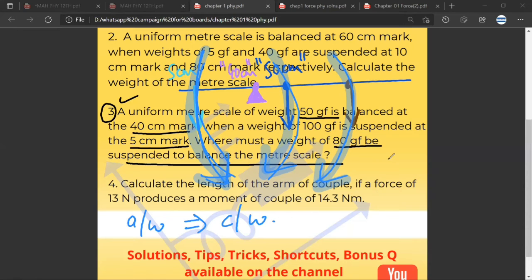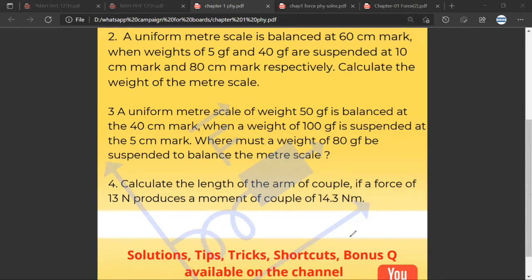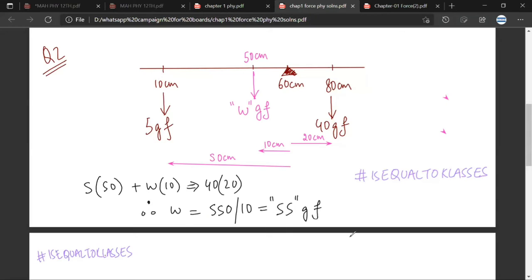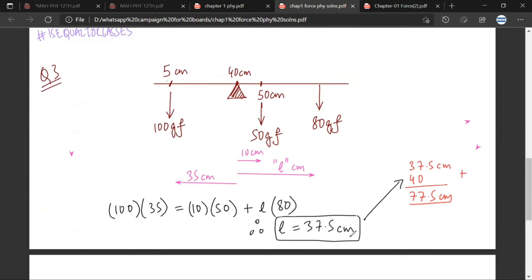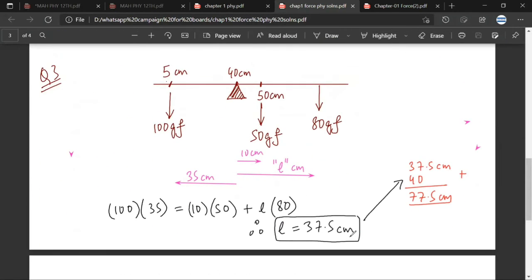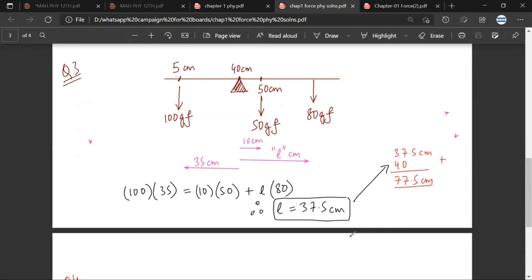Again, please remember that all the distances are marked from the fulcrum. So it is very important that you understand where is the fulcrum. So this is a diagram of the question. Let us try to understand. So we have 5 centimeters. So the distance from the fulcrum, again, distance from the fulcrum is 40 minus 5 is 35. Distance from the fulcrum of this force is 50 minus 40 is 10 centimeter.